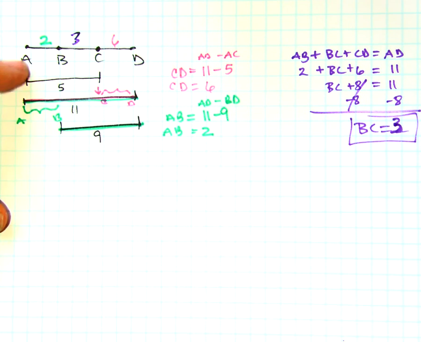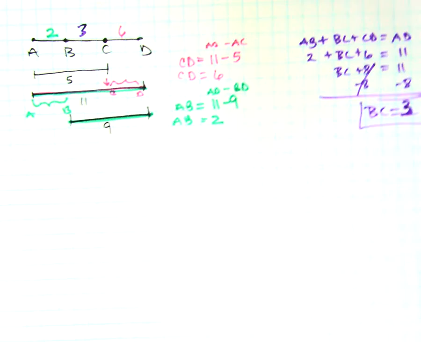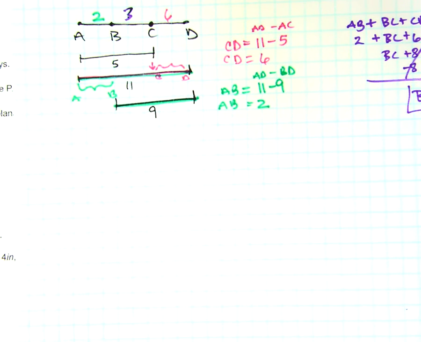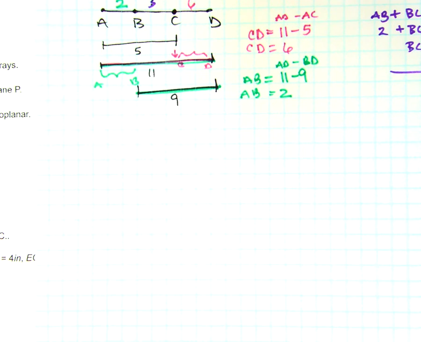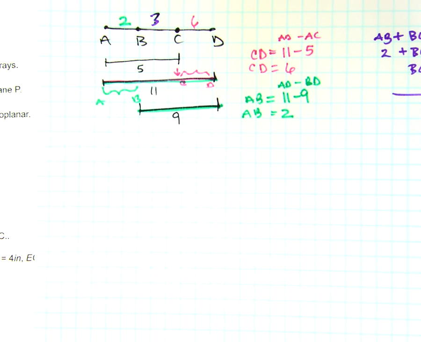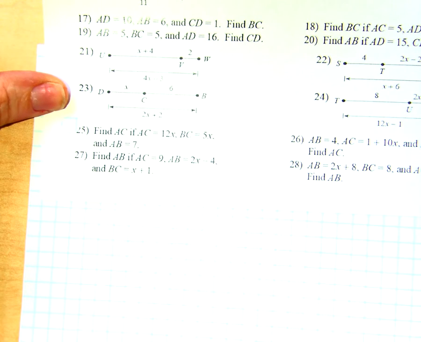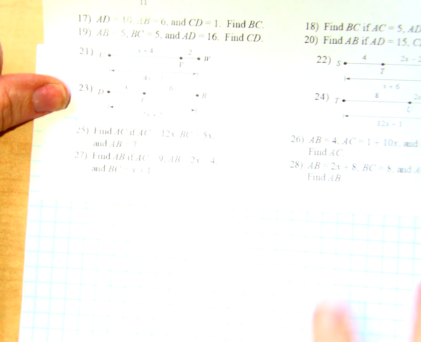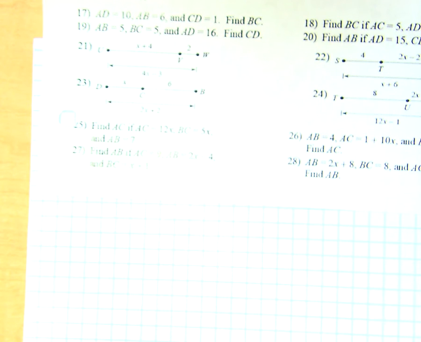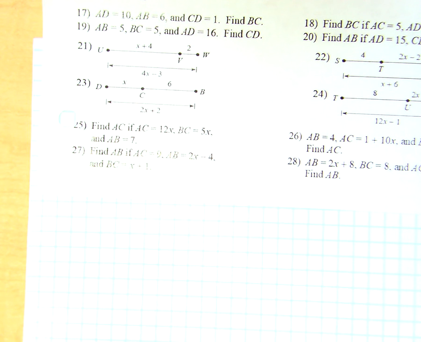Make sure you make your picture and really think about what's happening in that scenario. Questions 21 through 28 are the variable problems that we looked at in class today. So we're going to work a couple of those here. If I'm working one that already has the picture drawn, then even if we just start with 21, it's pretty straightforward.